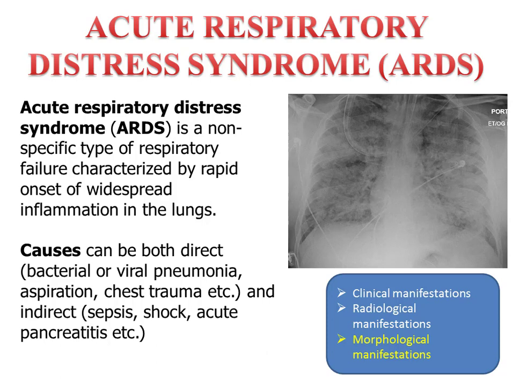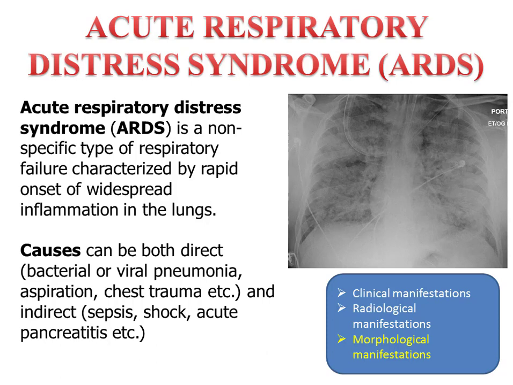Acute respiratory distress syndrome is a non-specific type of respiratory failure characterized by the rapid onset of widespread inflammation in the lung. As you can see on this chest X-ray image, and that's typical for acute respiratory distress syndrome, lungs are damaged bilaterally and the damage is diffuse. Generally, causes can be direct, which are bacterial or viral pneumonias, aspiration, chest trauma, etc., or indirect, like sepsis, shock conditions, or even acute pancreatitis, and some other indirect causes.